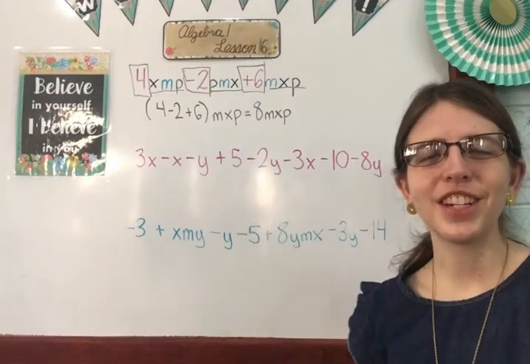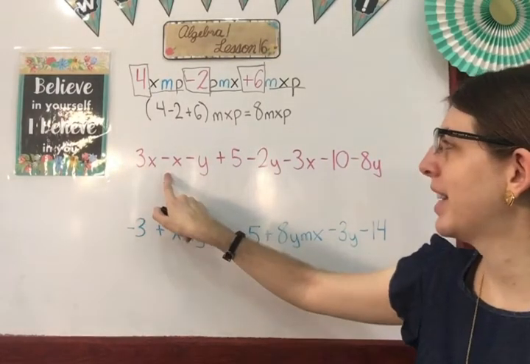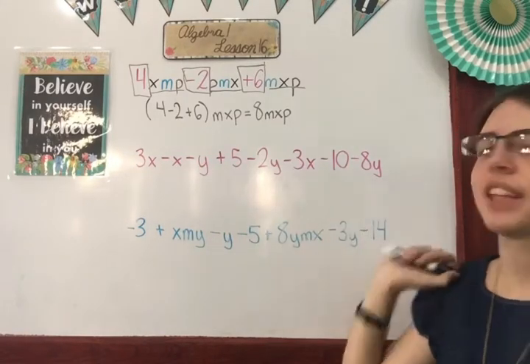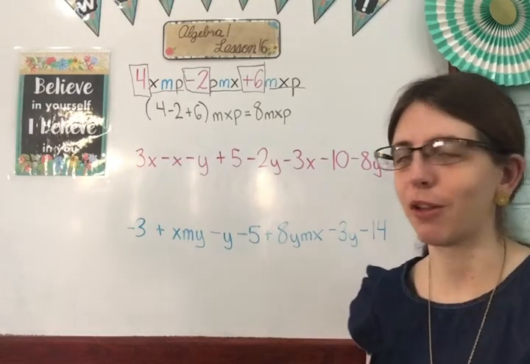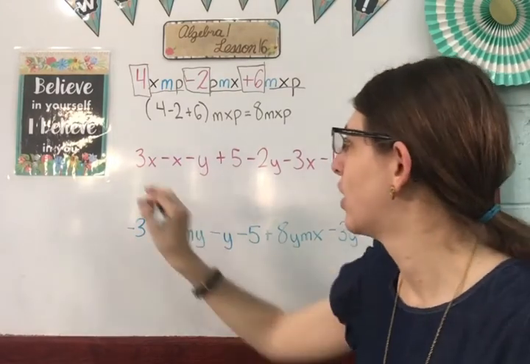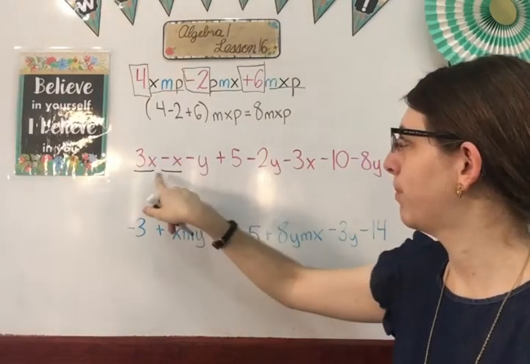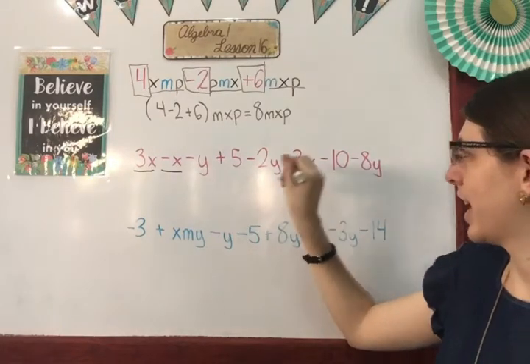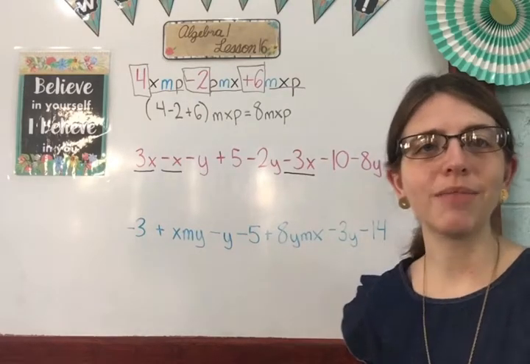Okay, let's finish up with 2 more examples before we go to your practice. 3x minus x minus y plus 5 minus 2y minus 3x minus 10 minus 8y. Whew, that's a mouthful, right? Let's get this into something that's much smaller. Let's start with our 3x. Find all of the like terms for 3x. So I have 3x, negative x. No, this is a y, not an x. No x. No x. Negative 3x, yep.